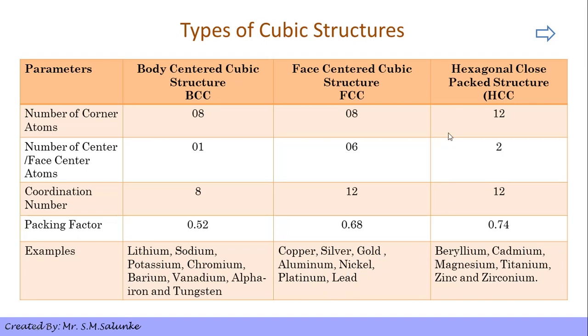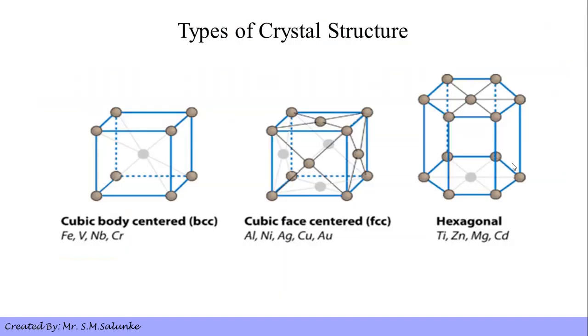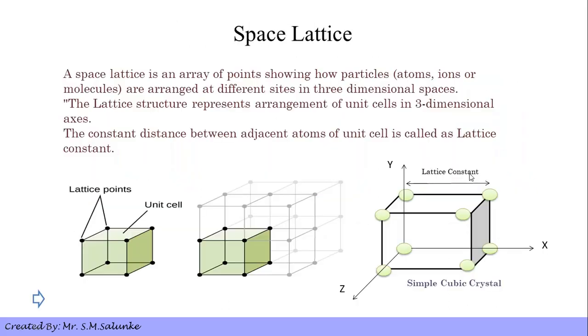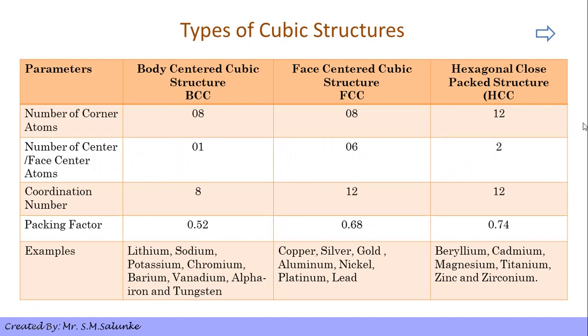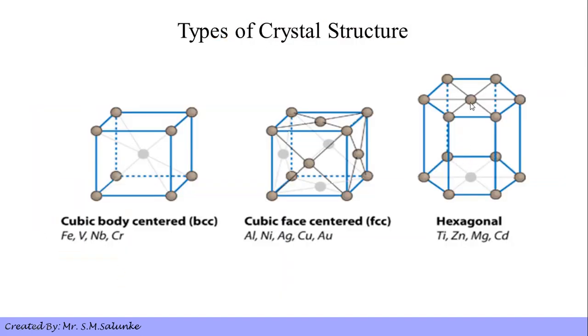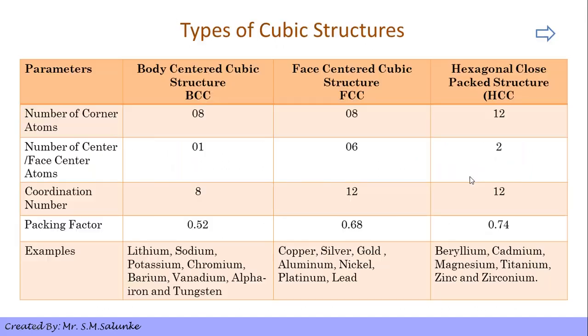Now finally, let's look at hexagonal close pack structure or HCP. Here you can see the hexagon has 12 corner points, 6 at top and 6 at bottom. So in total it has 12 corner atoms. In case of center atoms or face center atom, it has only 2 center atoms. One is in the upper face and other is in the bottom face.